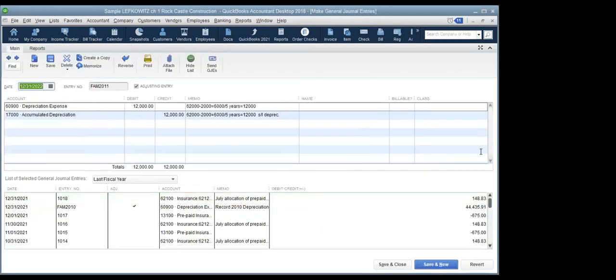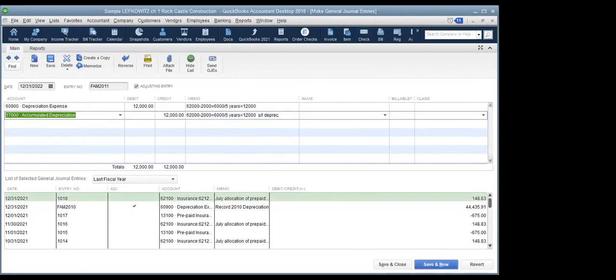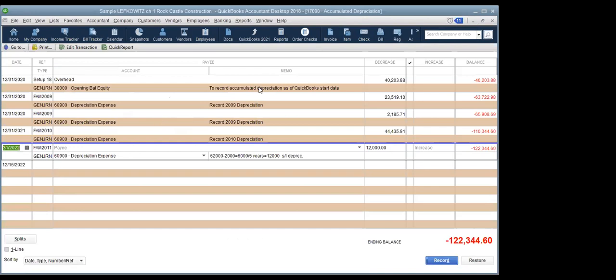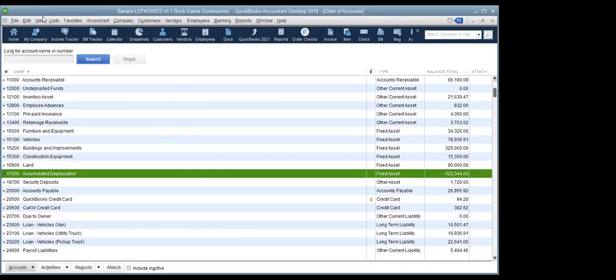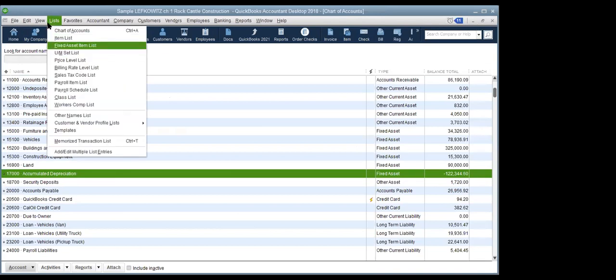This is a journal entry I just did. Depreciation expense is always debit, cumulative depreciation is credit. Now, if I decided to do it as a memorized transaction, you need to know where it is. It's under List in the menu, and you go down to Memorized Transaction List, or Control T, and things are there.